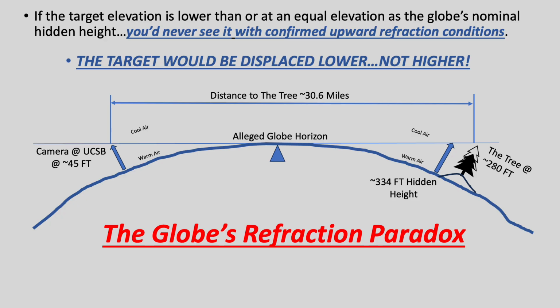So what is the globe refraction paradox? Remember, globe defenders cite downward refraction for raising objects that should be below the horizon, such as the tree in the previous slide. Yet there's the tree with obvious upward refraction effects at play, effectively lowering a tree, not raising it.